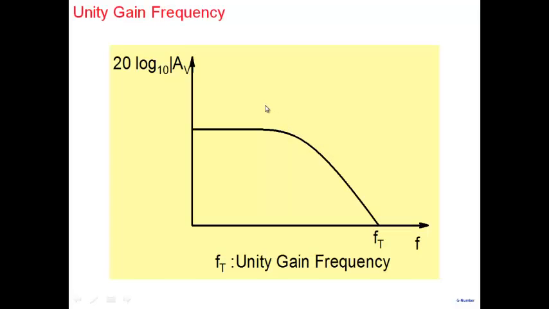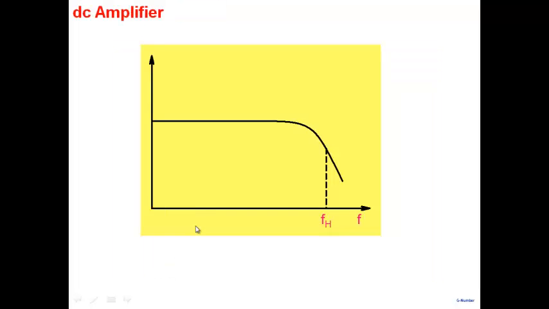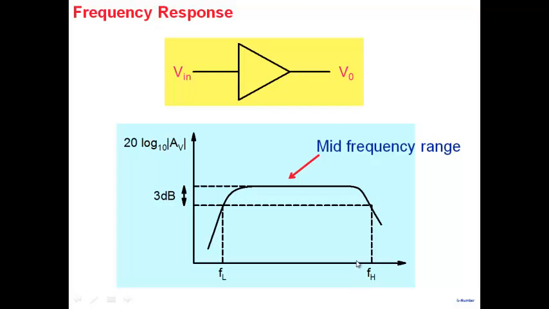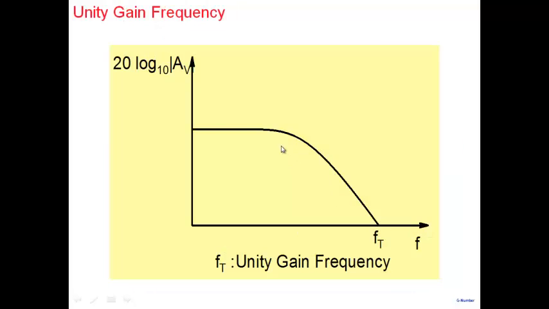Okay, and in relation to this frequency response, sometimes we also quote a quantity called unity gain frequency, which is the frequency at which my gain becomes equal to 0 dB, which means gain becomes equal to 1. So sometimes, in terms of specifications, manufacturers may quote FH and FL. Sometimes in addition to that, you may be given a quantity called FT, where the gain becomes equal to 1 or 0 dB.